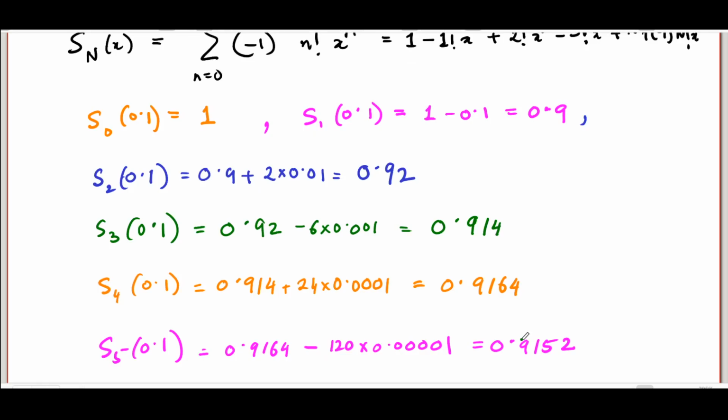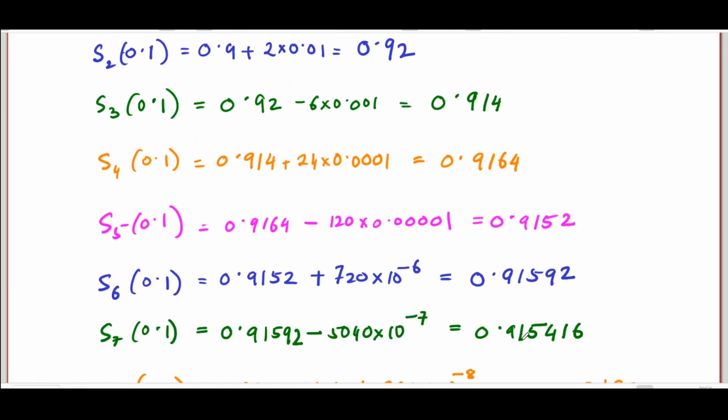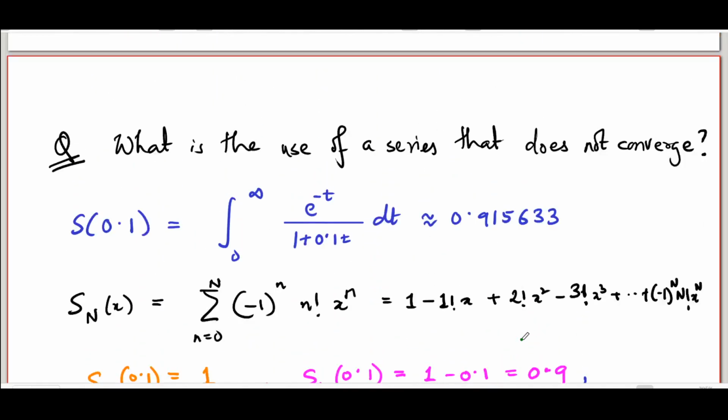These calculations can be easily done by hand. You don't even need a calculator for this, especially because we have chosen a very simple value for x where the calculation is really easy. The higher powers of x just add one more decimal place. S6 gives you 0.91592, S7 0.915416. Let me remind you once again, the actual value is 0.915633.